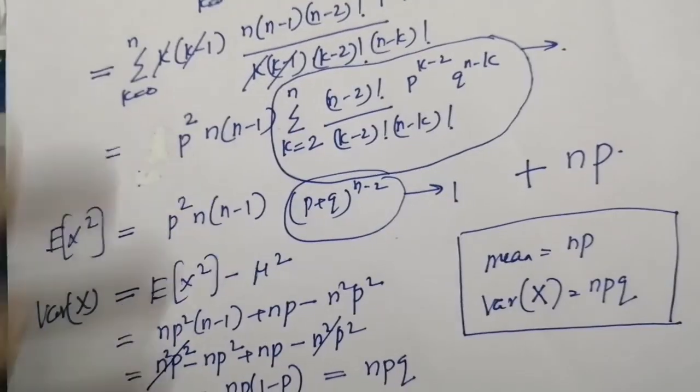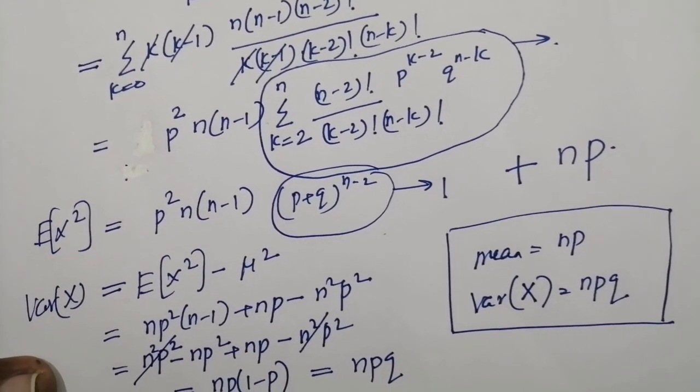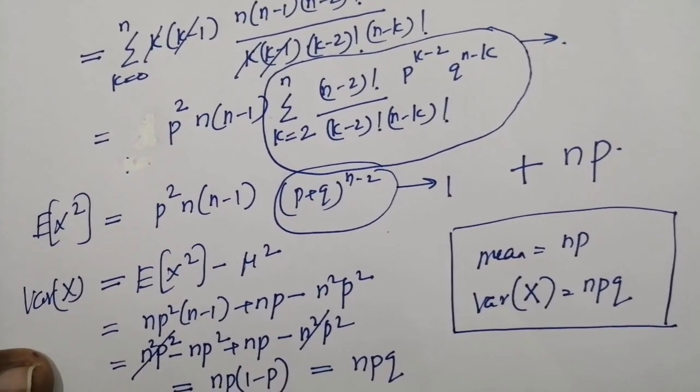So please find the variance of Poisson random variable as a homework. Thank you.